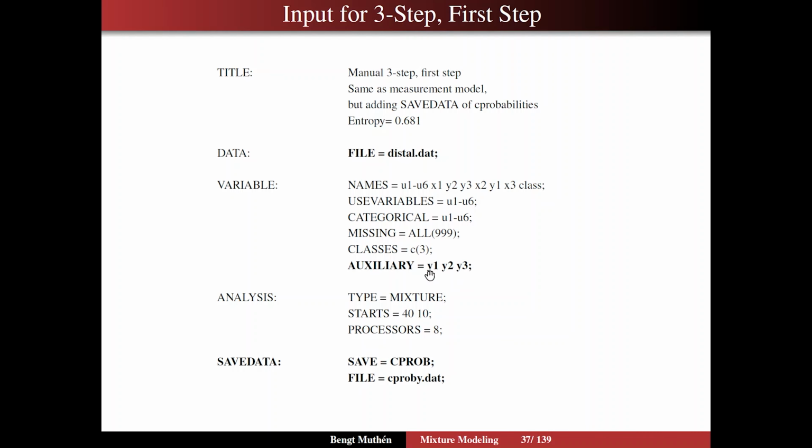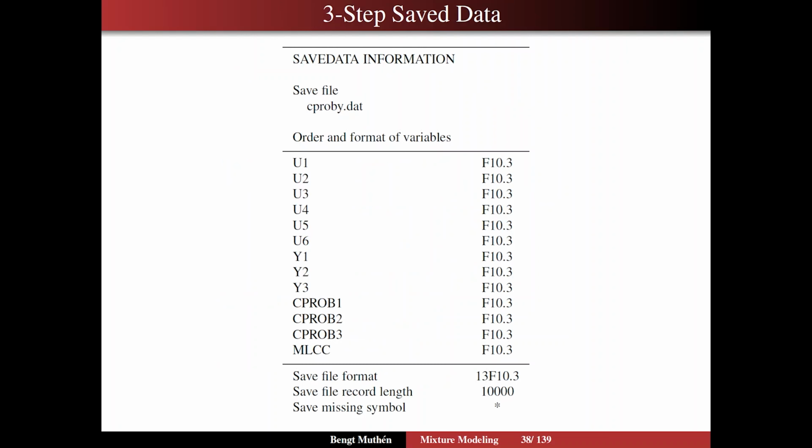So these 3 variables are the additional variables, the distal outcomes that we add to get to the full model in the last step of 3-step. So we save the C probabilities, which carry information that we will use in the last step. And we put them in a file that we call CPROBY here, since we're only dealing with distal outcome Y's. And the save data information is given here.